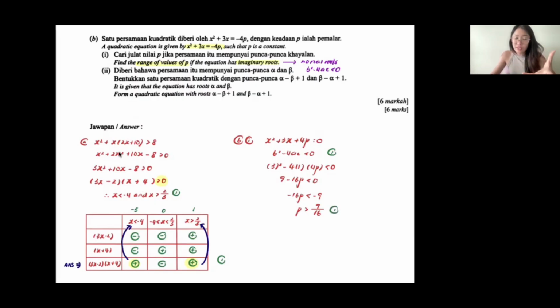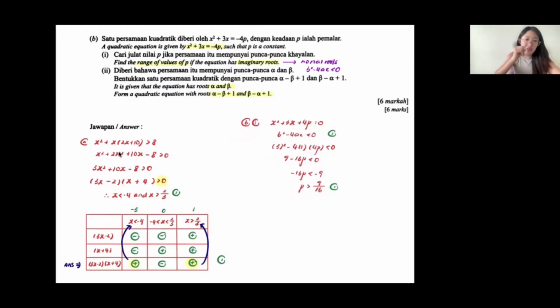Okay, range of values meaning your answer is not just only 1, not just 2. You have a range, all right, a range of answers. Okay, then part 2. It is given that the equation has roots of alpha and beta. Form a quadratic equation with roots alpha minus beta plus 1 and beta minus alpha plus 1.